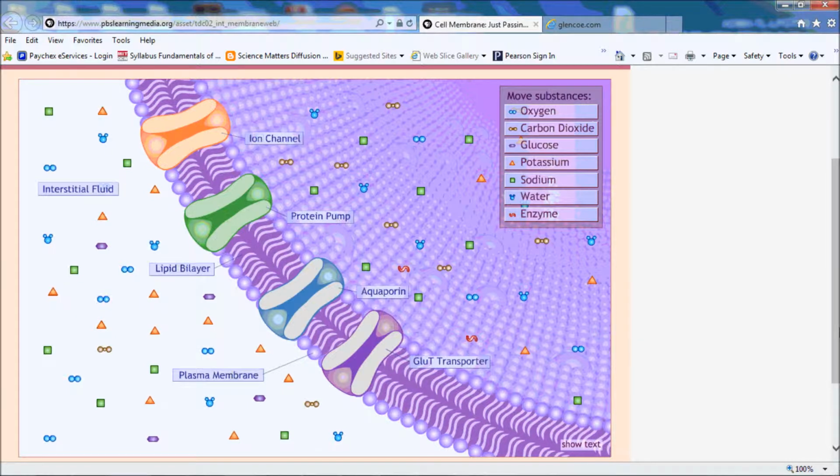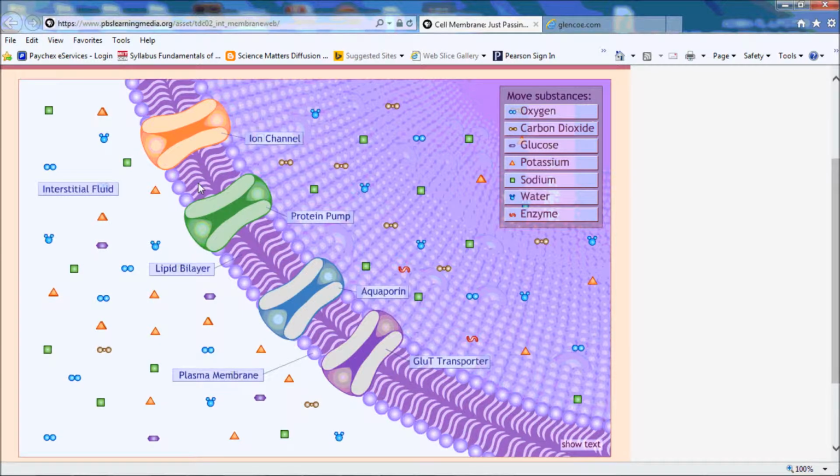So anyway, this is what the cell membrane looks like. And I'm just going to go over what I go through in my class when I first show them this model and how we work back into the lesson. So this is the cell's membrane. How do I know? Number one, it has the phospholipid bilayer.